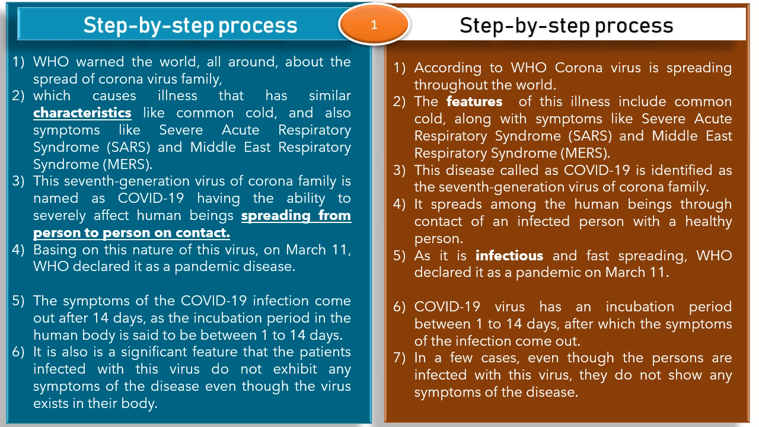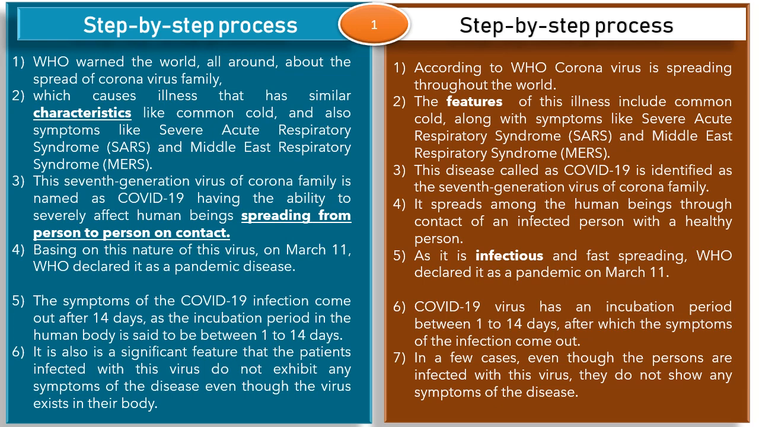Now the third sentence, if we take this: 7th generation virus of corona family is named as COVID-19, having the ability to severely affect human beings, spreading from person to person on contact. So this is more important here. It spreads from person to person and it has been named as COVID-19. And that is a 7th generation one. So let us see how it has been transformed. See, it has got almost 4 lines here, but look at the third line here: this disease called COVID-19 is identified as 7th generation virus of corona family.